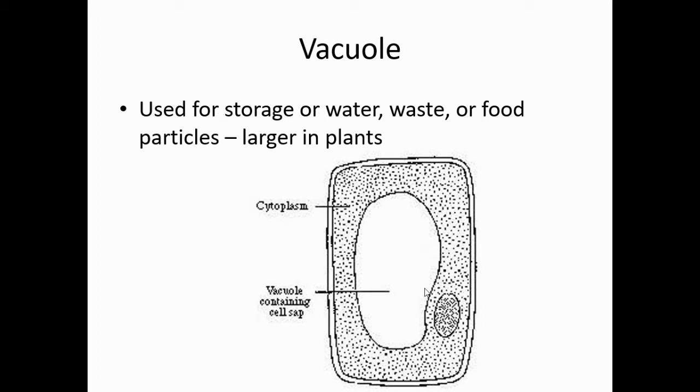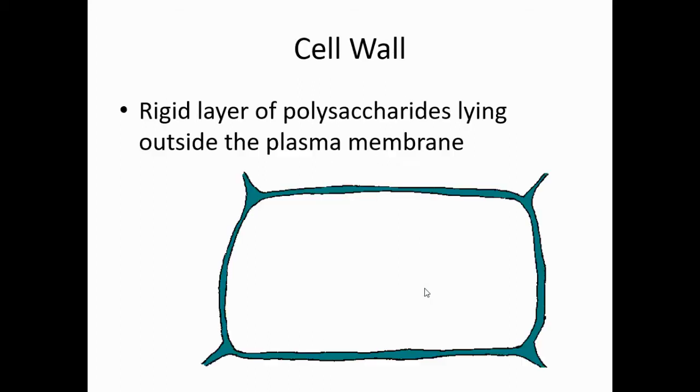A vacuole is used for storage or for water, waste, and food particles in larger plant cells. Now, we have a vacuole as well. It does not function the same way that it does in a plant cell because plants mainly store water in their vacuoles, but we do the other things. We'll store waste or food in it until we can get rid of it. In a plant cell, though, the vacuole is going to be like the biggest organelle.